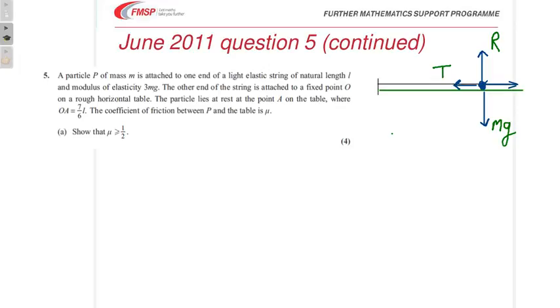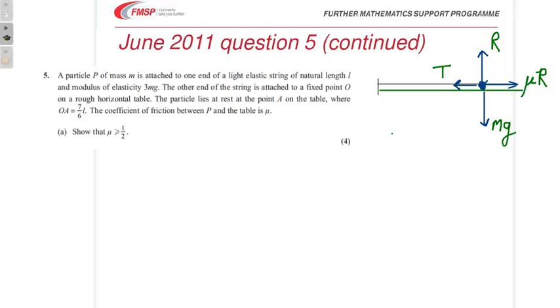Reading the question carefully, the particle is currently at rest on the table. So the critical value for the coefficient of friction will be when it's only just rough enough for this to be there in limiting equilibrium. So I'll assume the friction is limiting, and that means it's equal to mu R. So it's at its maximum value, and the particle is only just managing to stay there. Okay, so let's go on with that now.